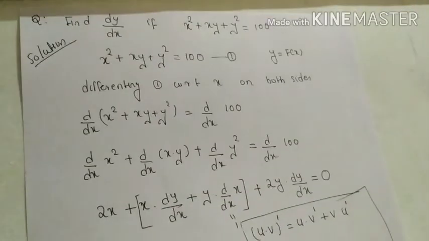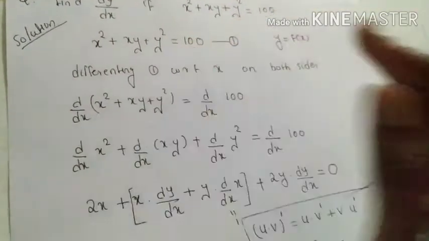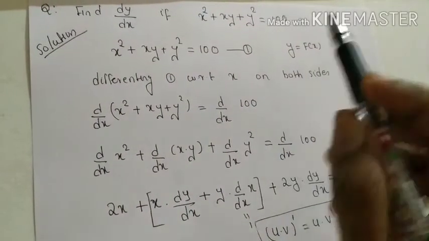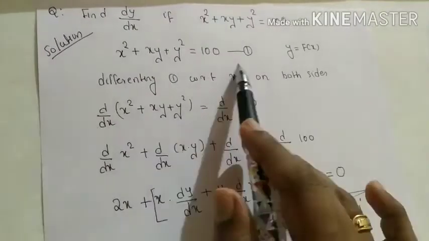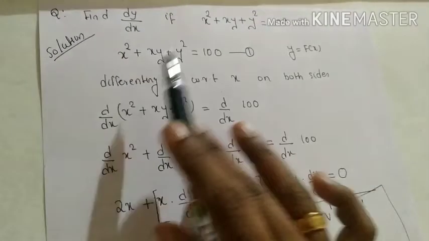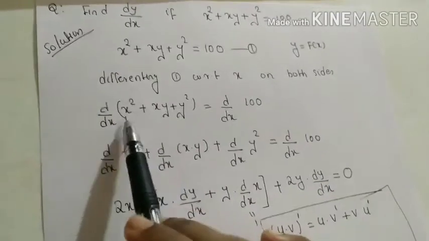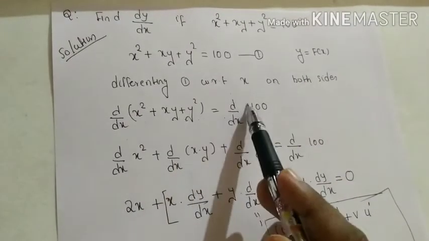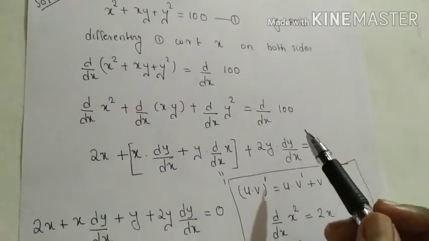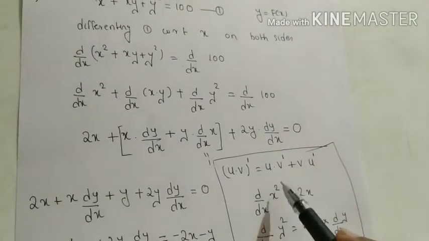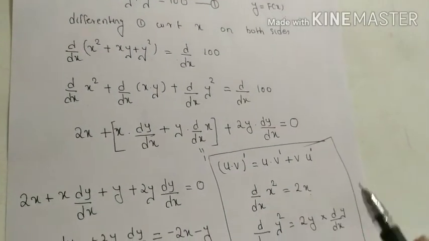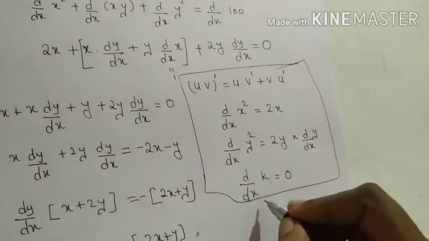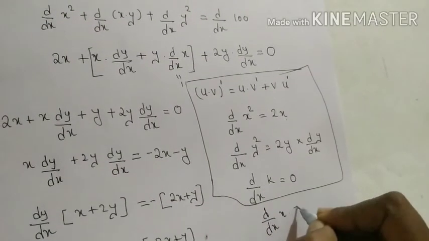So in this question, it's an implicit function. It cannot be written in the form of y equal to f of x. So differentiating this with respect to x on both sides, we get the derivative of x square plus xy plus y square equal to the derivative of 100. Here we are using the standard form: the derivative of x square is equal to 2x, the derivative of a constant is equal to 0, and the derivative of x is equal to 1.